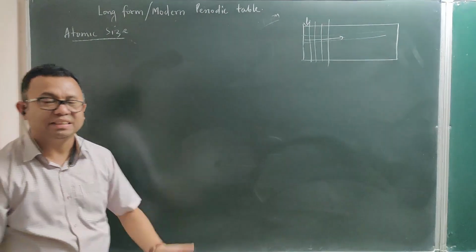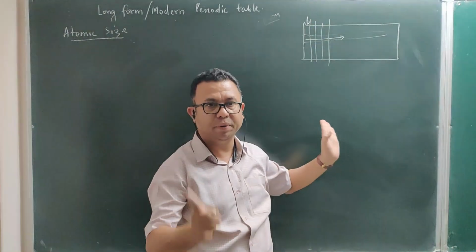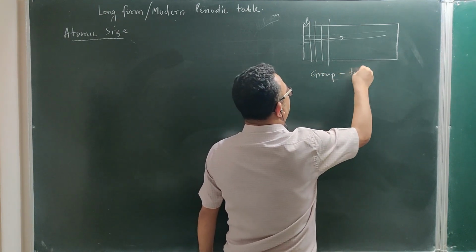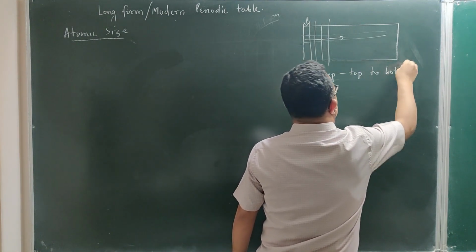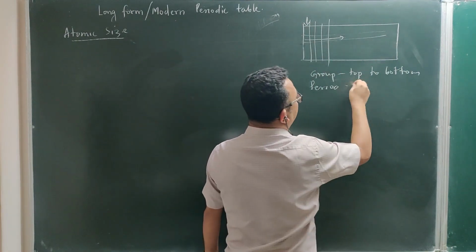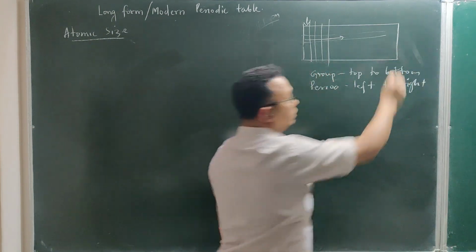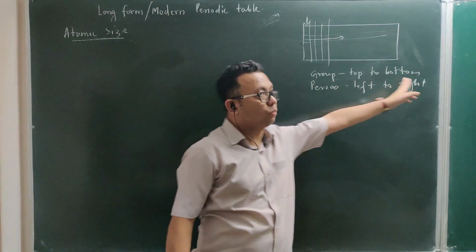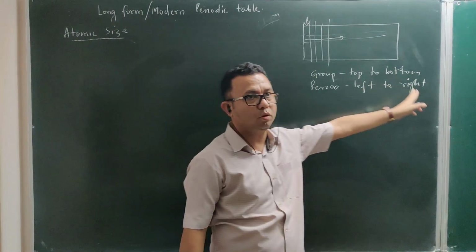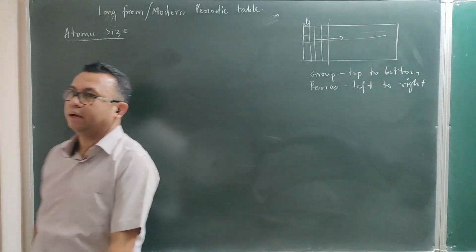So that means the periodicity of the element as you move from top to bottom in a group. Again I'm repeating, if you are talking about a group, we say top to bottom. And for a period, as it is horizontal, we move from left to right. So now our study is this: how 6 properties change as you go from top to bottom in a group, and how they change as you go from left to right in a period.